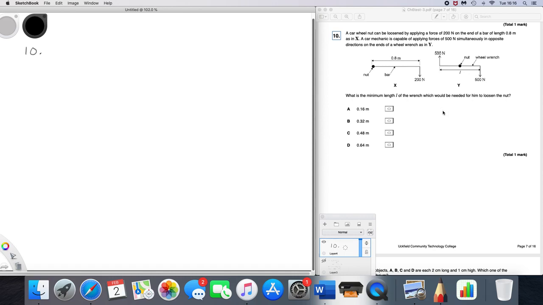So the first thing we have to do is to work out the moment required to loosen the nut. So the moment required is 200 times 0.8, so there's 160 newton meters. So 160 newton meters is the couple that will be supplied, which is equal to 500 times L. So L then is 160 divided by 500, which gives us the answer of B.